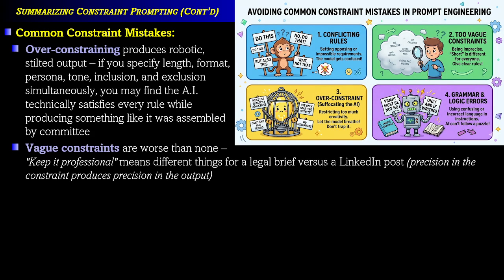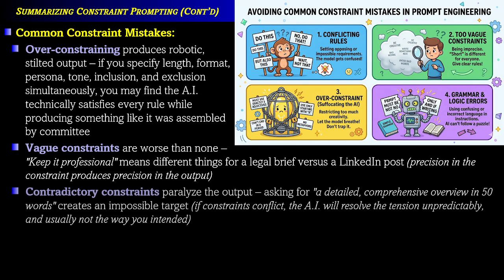Another common mistake is vague constraints. They're worse than no constraints. Keep it professional. What does that really mean? It can mean different things for a legal brief versus a LinkedIn post. Precision in the constraint provides precision in the output. So don't make it too vague if you're going to add a constraint.